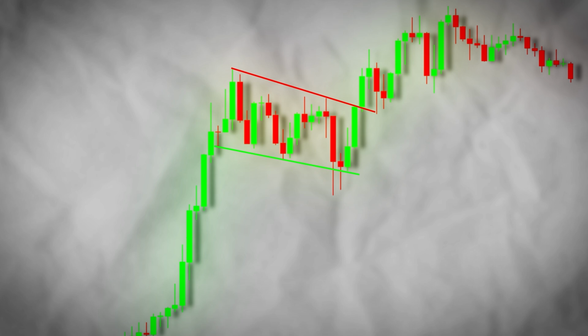The flag pole. This is the initial move in price. It can be represented by either an uptrend or a downtrend. A flag pole in an uptrend would result in a bull flag, while a flagpole in a downtrend would result in a bear flag.